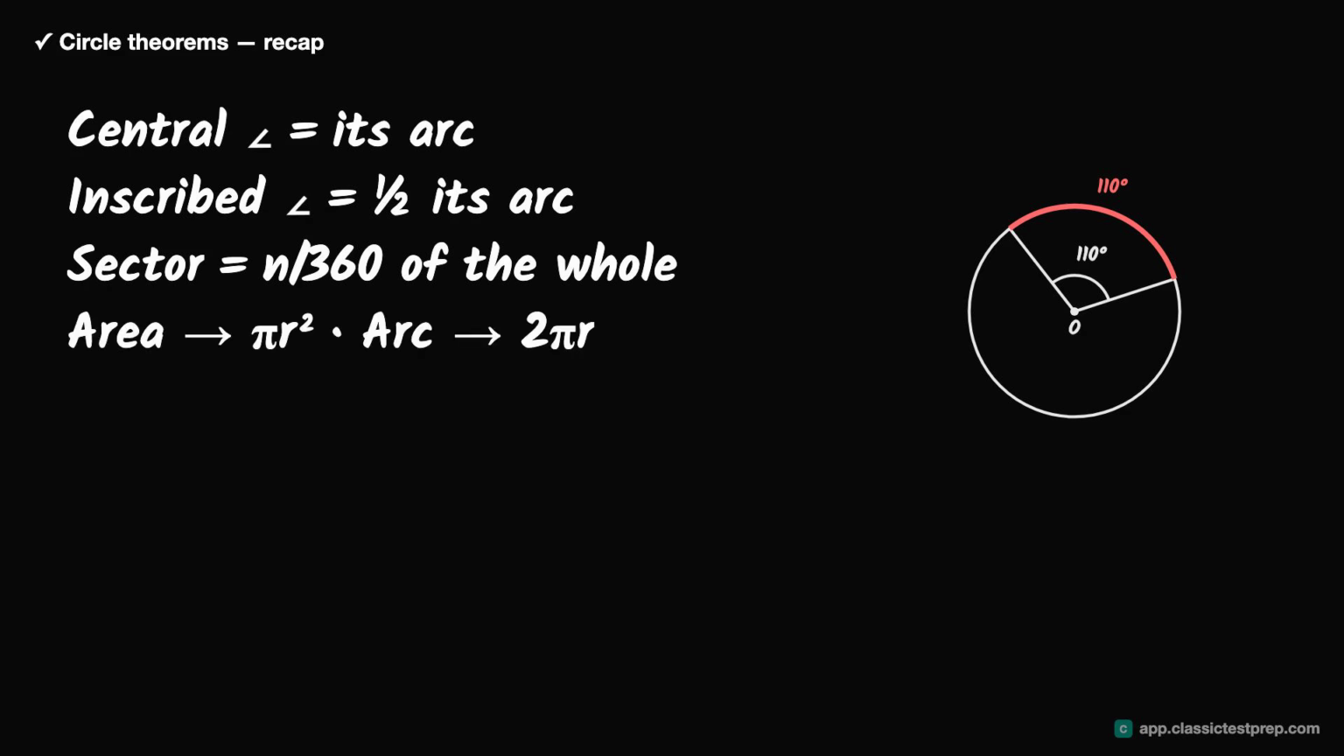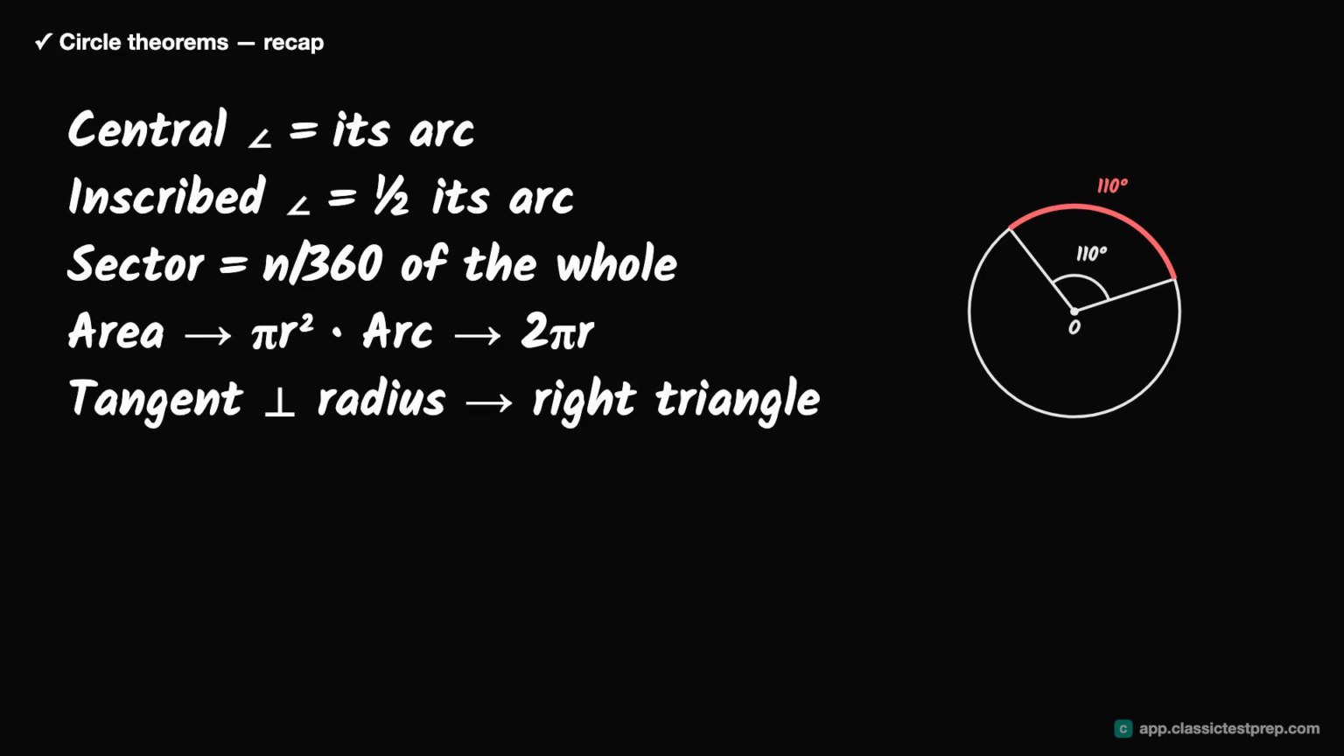Make sure you know whether you're finding the area of a sector or the length of an arc. Area uses pi r squared, arc length uses 2 pi r. A tangent is perpendicular to the radius at the point of tangency. If you draw that radius and stamp the right angle, you will find that you can get a right triangle and use the Pythagorean theorem.